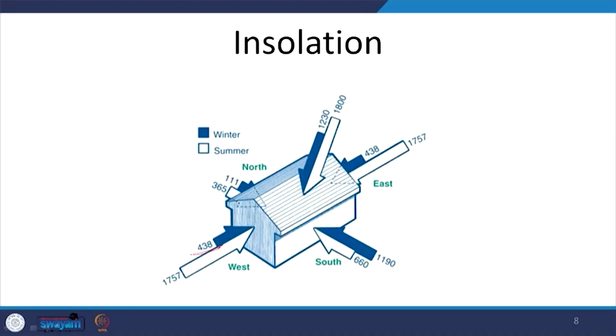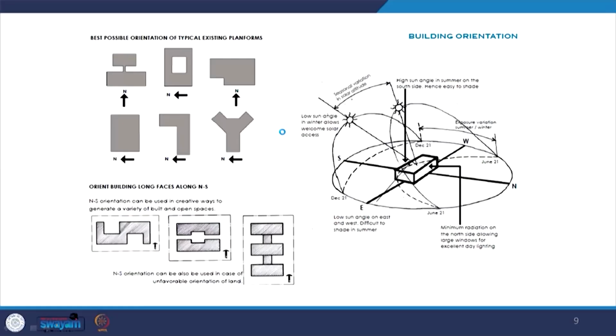if the building is not properly designed. So, we have to see how much is the amount of insolation which is received on each facade, each surface during winters and during summers. An estimate of this will help us in designing the building, the geometry of the building. The next thing which we need to keep in mind is the possible orientation of the building plan form. So, different plan forms will have different optimized orientations based upon their climate.